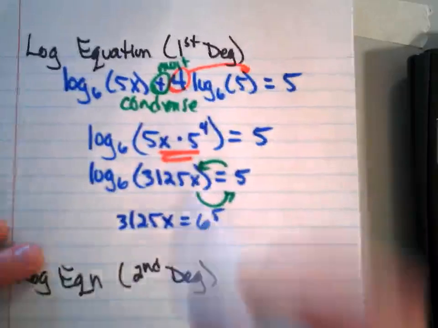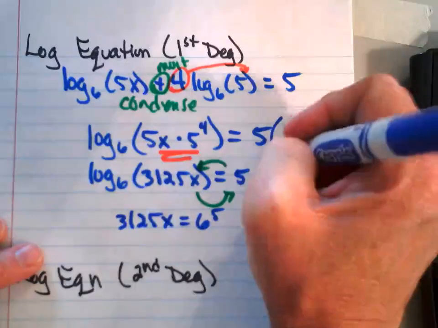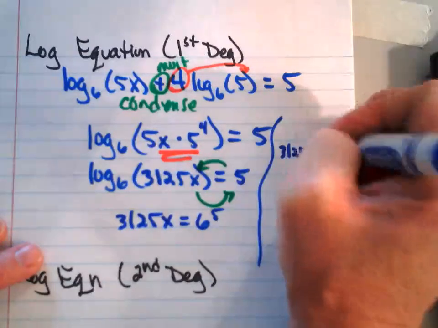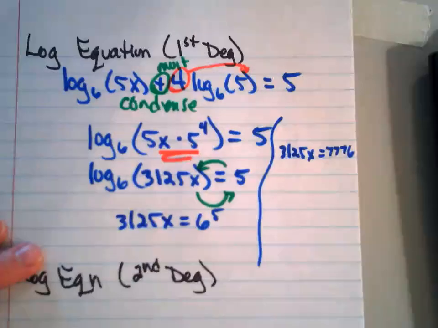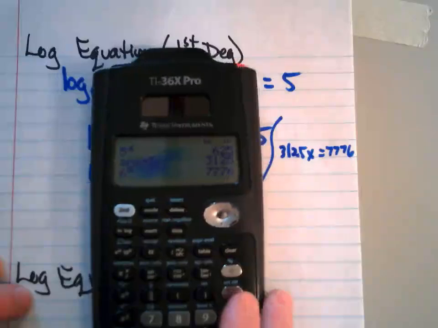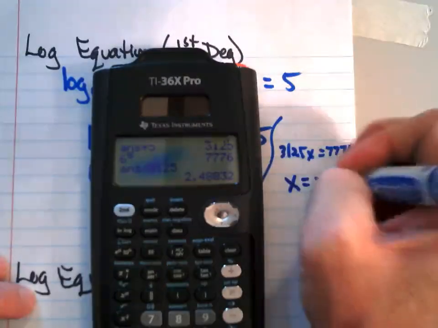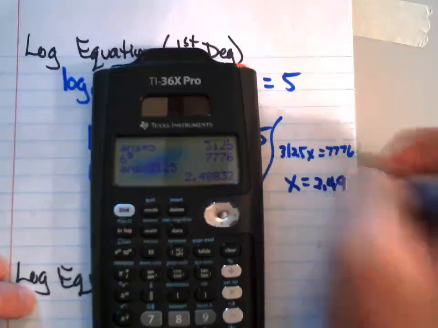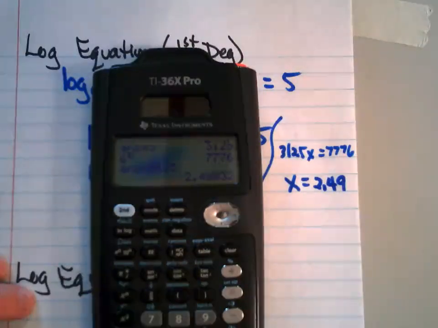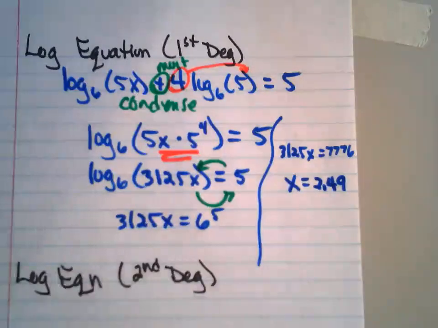I'm going to have to move up. I don't have enough room. 3,125x equals 7,776. So we'll do that division. Divide that by 3,125 and you're going to get a decimal. x equals 2.4, we'll just call that 2.49. I'm running out of room. And on that problem inside Delta Math, I thought it would tell you something about a decimal, but it does not.